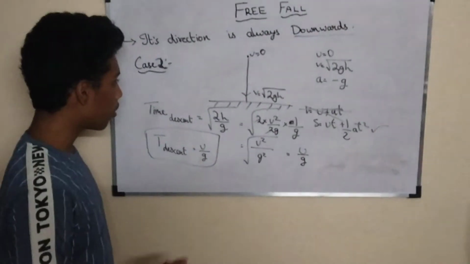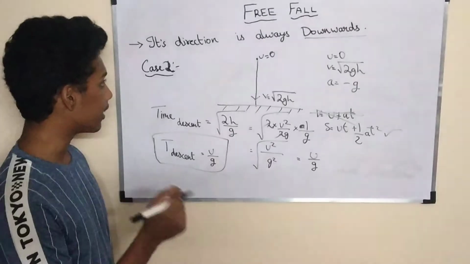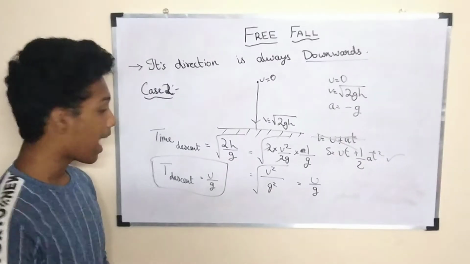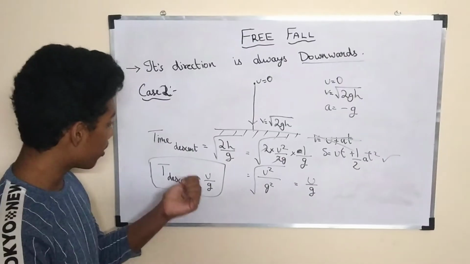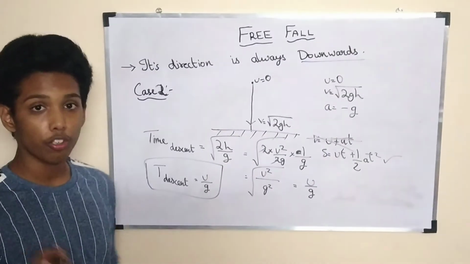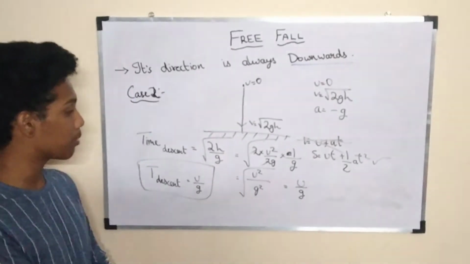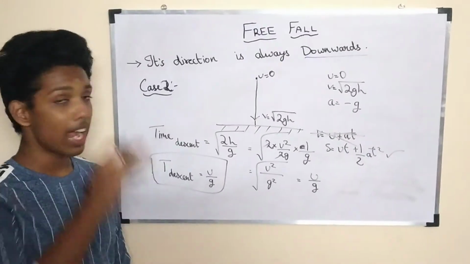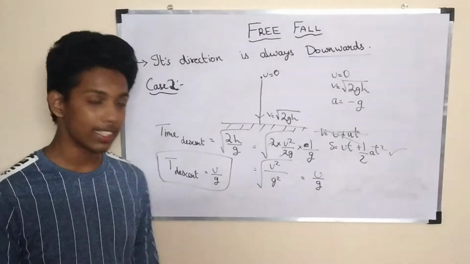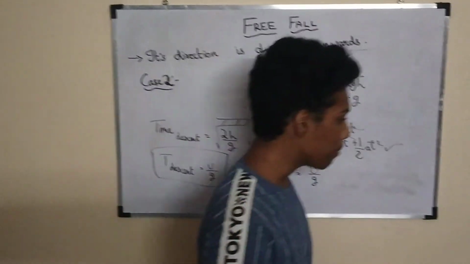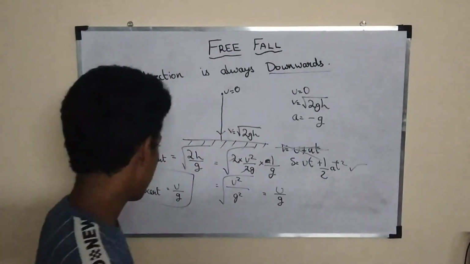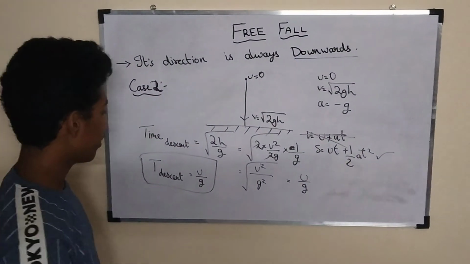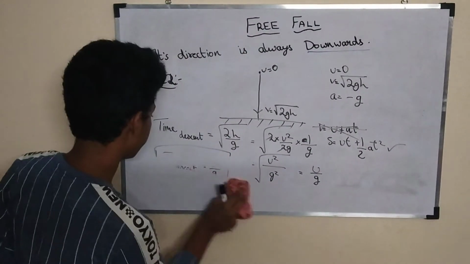So for a certain body, if it's thrown up with a certain velocity, to reach its maximum height it would take a time u by g. And from that point to reach the ground, it would again take u by g. So when it is thrown up, it takes let's say time x, and again when it falls down, it takes the same time x. So for time of descent, remember the formula u by g. Or if they give height, then the formula would give you root 2h by g. In terms of height, you need to follow that.